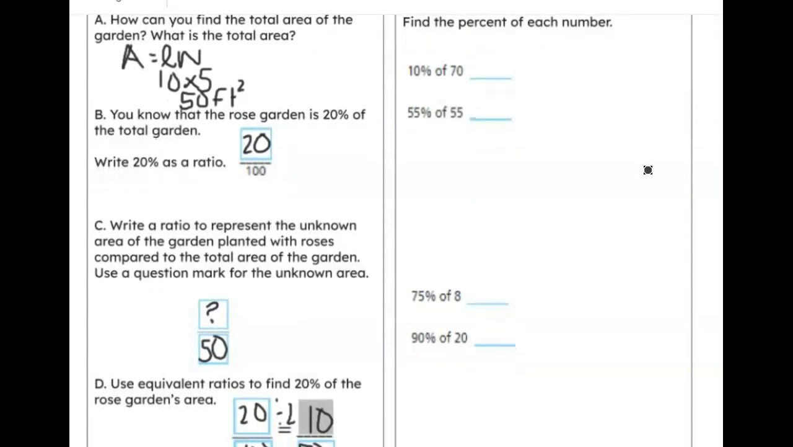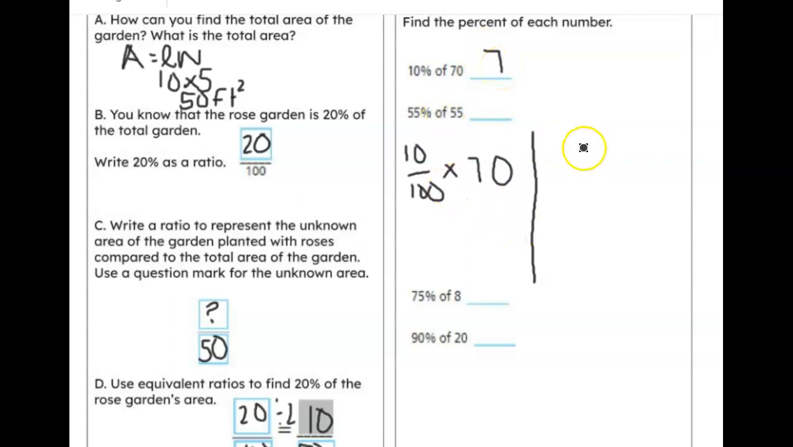Okay, so on these, we're going to find the percent of each number, just like we've been doing, but this time we don't have any words to get in your way. It's straight up problems here. I put places to work down here, so I'm just going to make it go across so I have room. 10% would be 10 over 100. The word of means multiplying, so 10 over 100 times 70, that gives us 7.